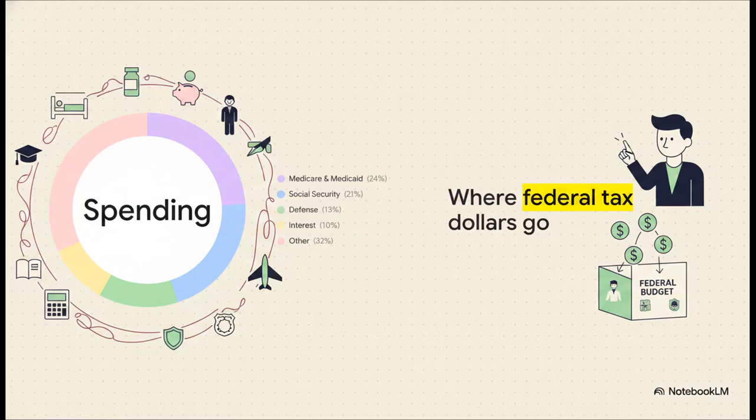Real quick, before we jump into state taxes, let's take a mental breather. You might be sitting there wondering, where exactly does all that federal money actually end up going? Well, when we break down recent federal spending, the largest chunks go directly to Medicare and Medicaid at about 24% and Social Security at about 21%. National defense takes up roughly 13%, and, somewhat surprisingly, just paying the interest on our national debt eats up about 10%. The rest covers the whole shebang, everything else from education to law enforcement.